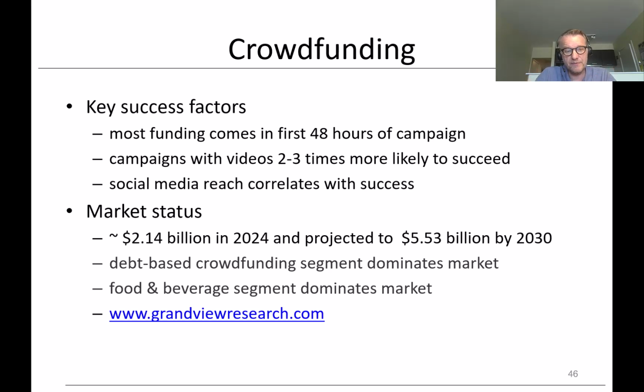It's a big business, crowdfunding. It was estimated that about 2.14 billion crowdfunding projects were there in 2024, and it was projected to 5.53 billion by 2030. The most important and most popular type of crowdfunding is debt-based crowdfunding, which dominates the market. And in terms of industry sector, it's especially the food and beverage segment that dominates the market. And I invite you to have a look at this website for some further information.